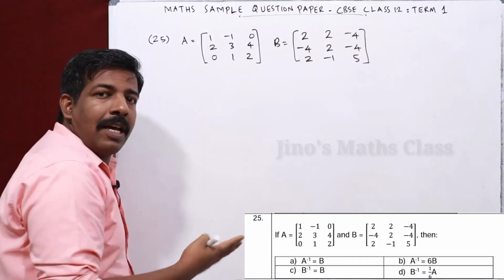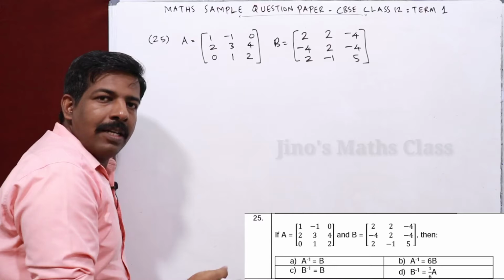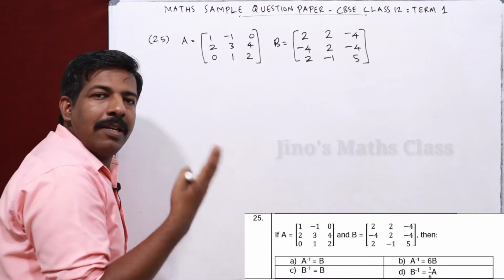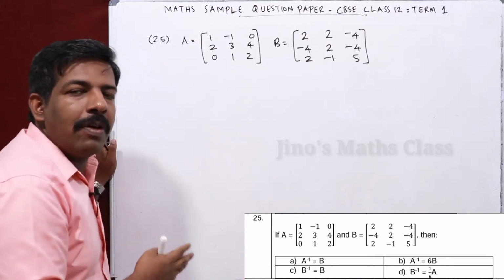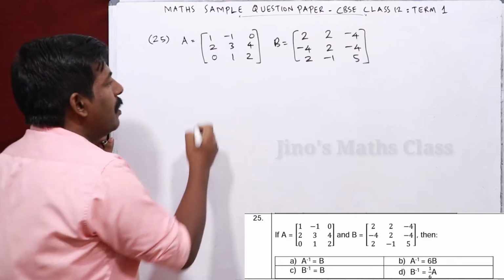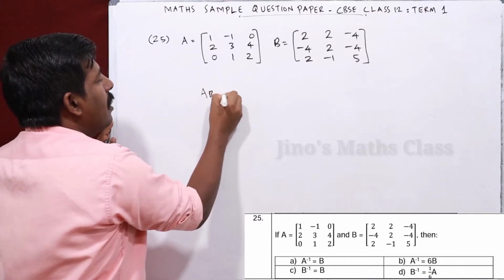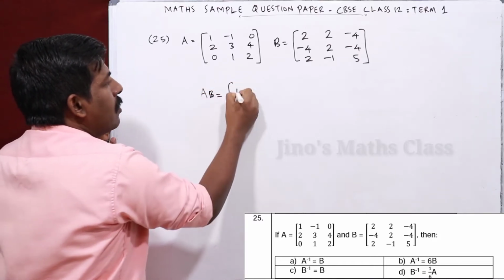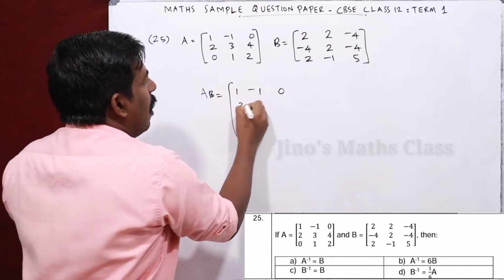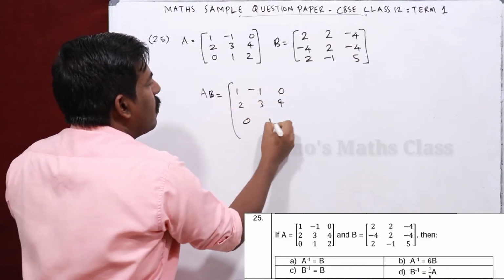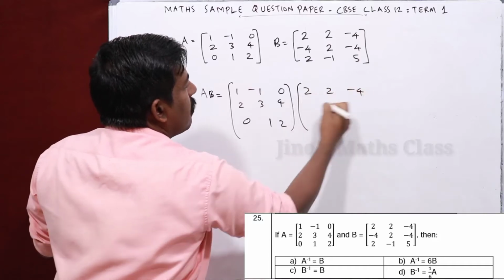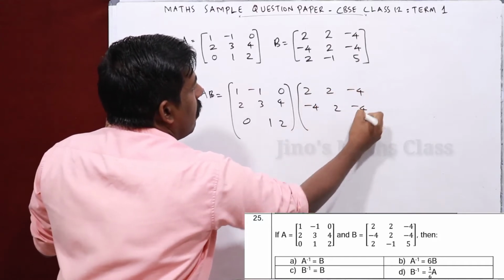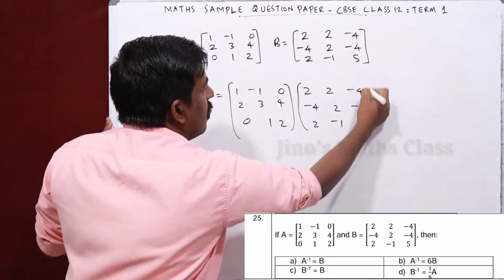And if we get it as I or any multiple of I, then from that we can find the inverse of A and inverse of B. Okay, so that's why here we are finding the product of A and B. So here A into B is equal to the matrix 1 -1 0, 2 3 4, 0 1 2, into 2 2 -4, -4 2 -4, 2 -1 5.